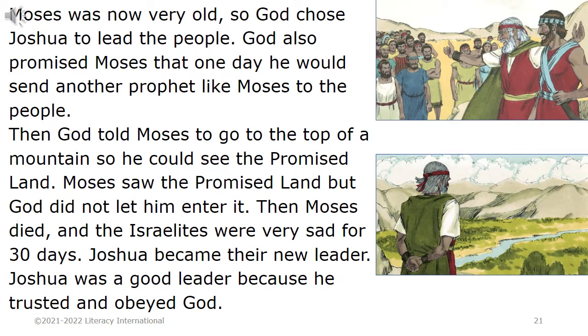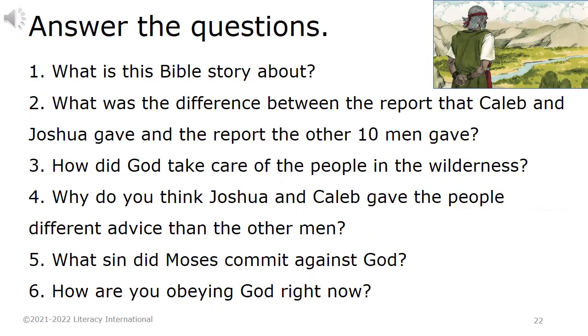Then God told Moses to go to the top of a mountain so he could see the promised land. Moses saw the promised land, but God did not let him enter it. Then Moses died, and the Israelites were very sad for 30 days. Joshua became their new leader. Joshua was a good leader because he trusted and obeyed God.